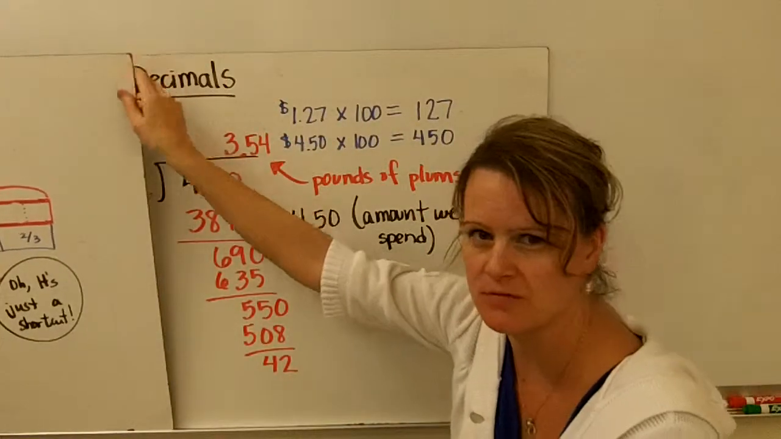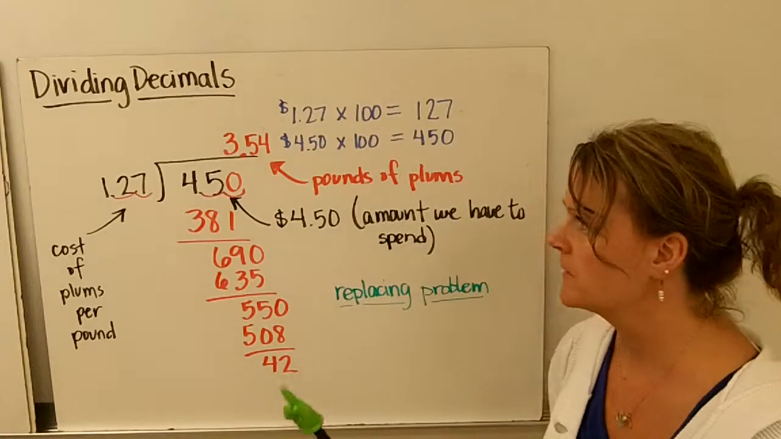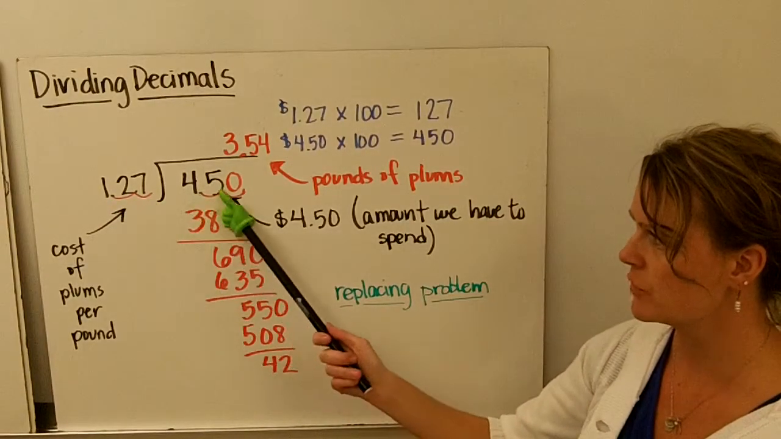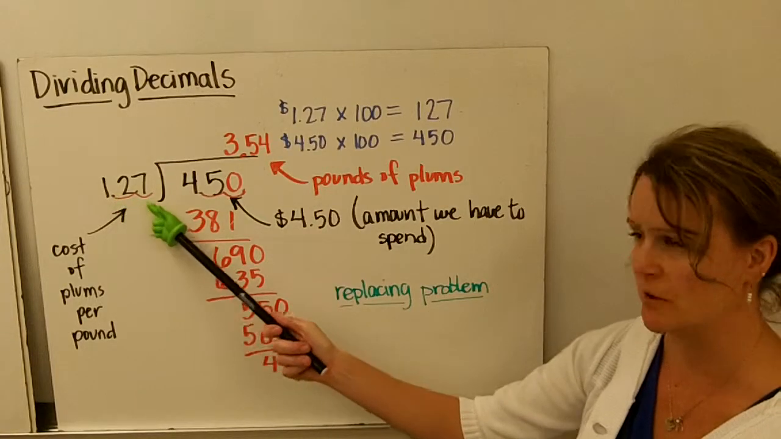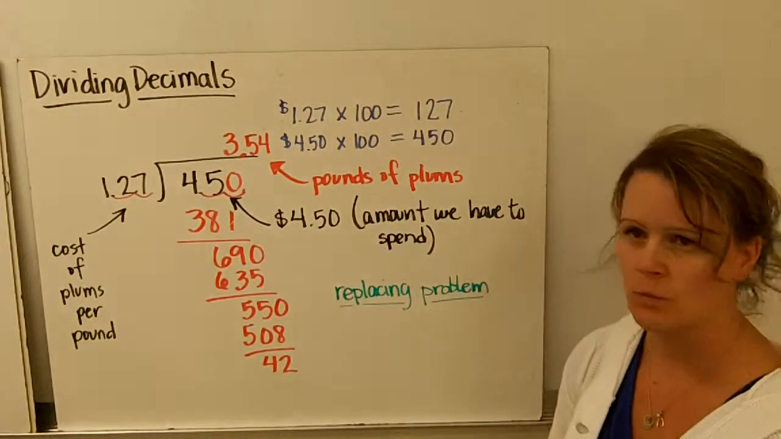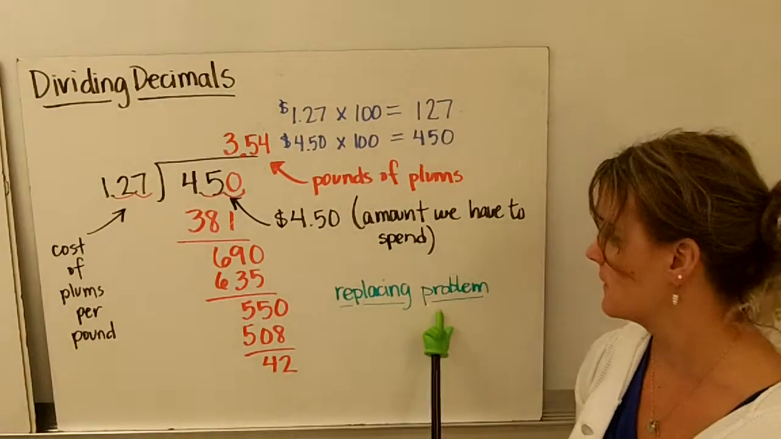Okay, and lastly, I'm just going to briefly talk about dividing decimals. Dividing decimals, the algorithm is to move the decimal point a certain number of places in both of your numbers. So in other words, if you move the decimal point 2 places here, then you have to move the decimal point 2 places here. Well, why do we do that? It's quite simple, because really all we're doing is replacing the problem.